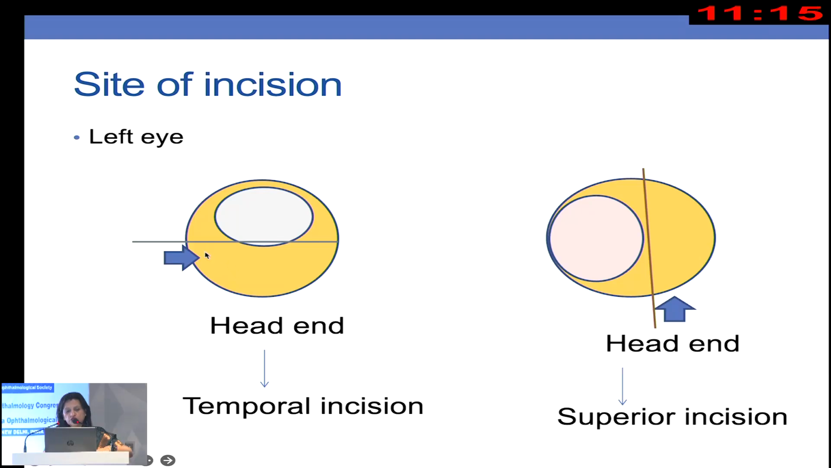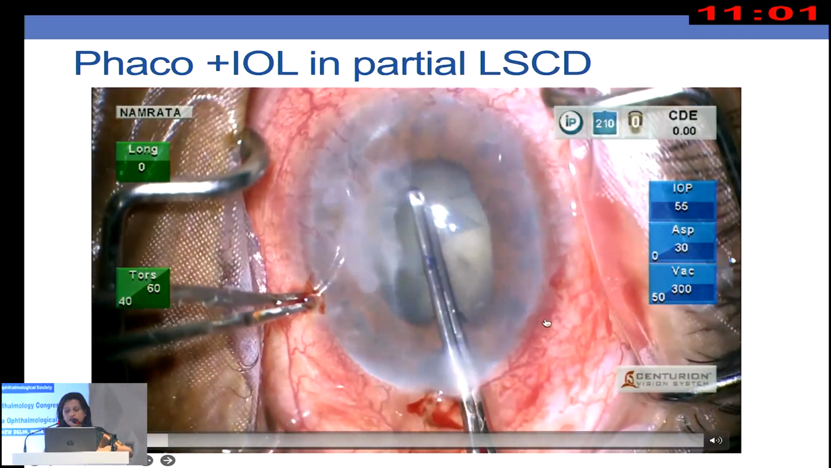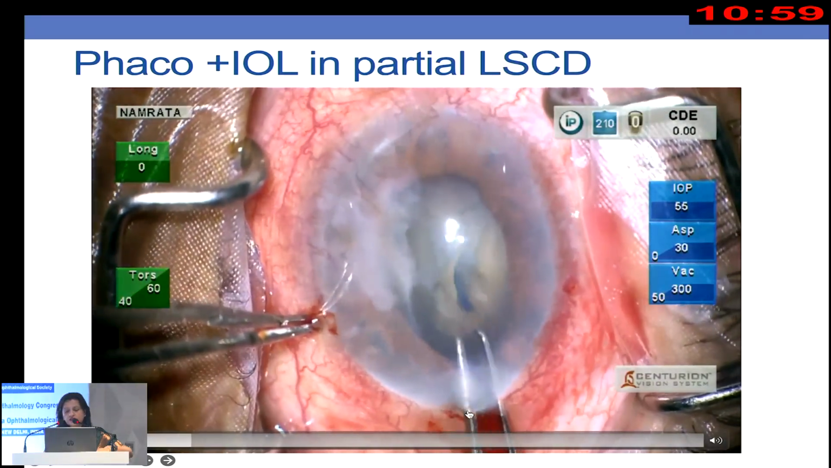First and foremost is you have to plan your incision. So depending upon where your opacity is, the incision is planned in such a manner that at least one half of the cornea is clear, so that from that part which is a little clearer, you are able to do your steps. So just to show examples, this part of the cornea is clear, so the incision that is planned is temporal.